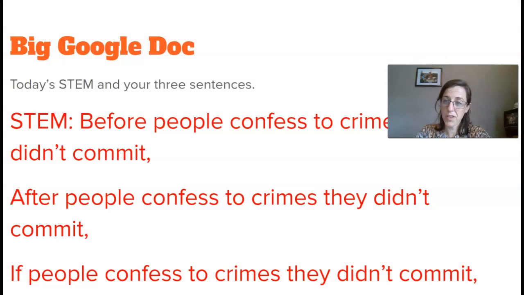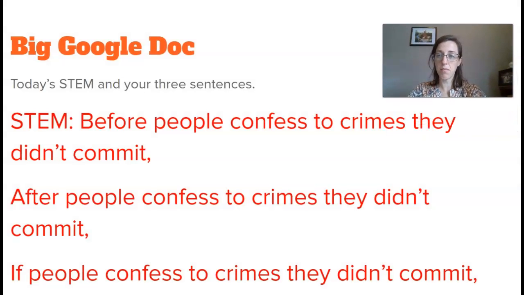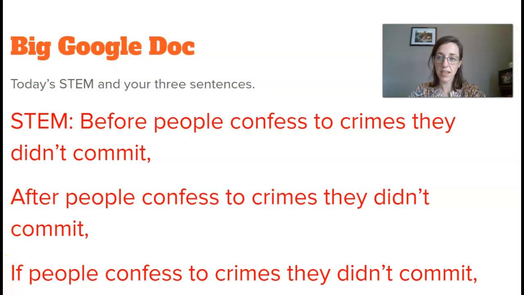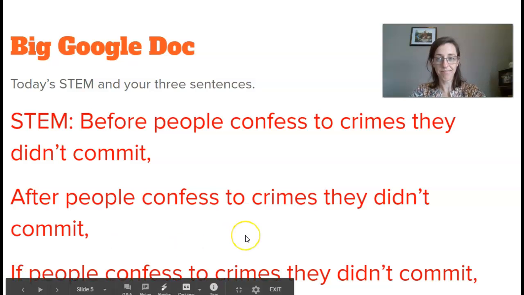So here's our stem for today, and you can open this up and put it in Monday, September 28th. This is week 4, so it'll go at the top of your document. Go ahead and take a moment to get out that document, get it set up for this week, and then add these stems to Monday. Before people confess to crimes they didn't commit, after people confess to crimes they didn't commit, and if people confess to crimes they didn't commit. Let you pause the video and go do that. You won't be able to fill in the sentences until after the lesson.